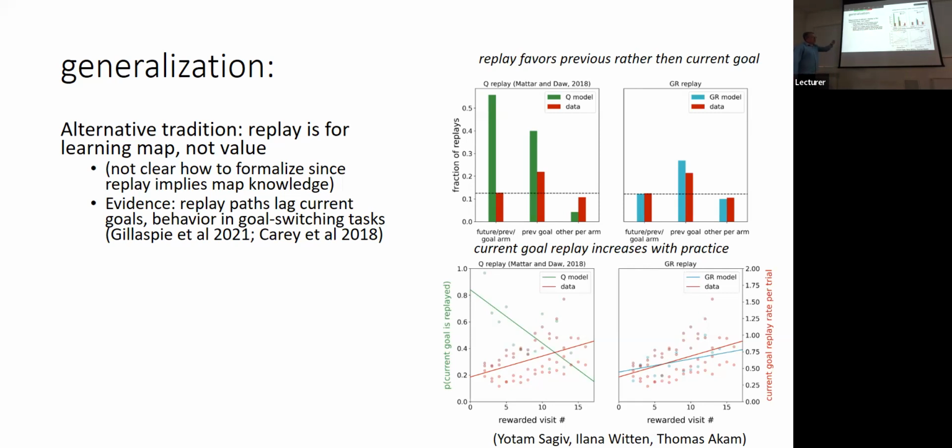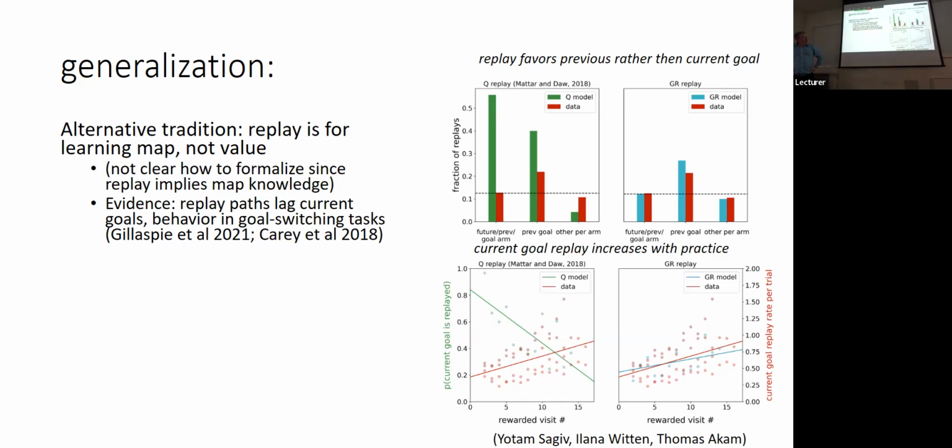So the replay paths accompanying hippocampus lag the animal's current goals and also lag what the animal's behavior seems to know about those goals. This isn't, I think, a slam dunk, but it's sort of evidence that there's some detachment between the thing driving the replay and the thing controlling the animal.